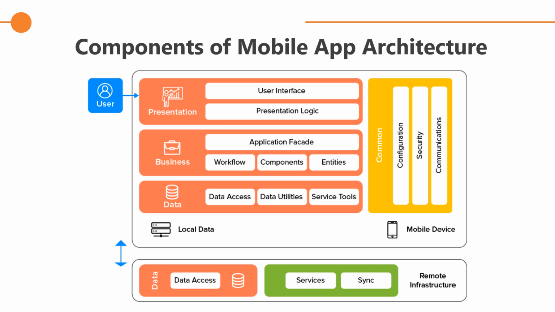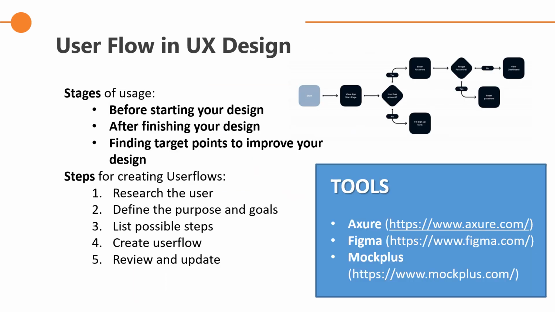Now, user flow in a mobile app design represents the path a user takes to complete a specific goal within an app. Now, this path includes every step from the entry point to the completion of whatever the task is. Now, why is user flow essential in mobile app design?